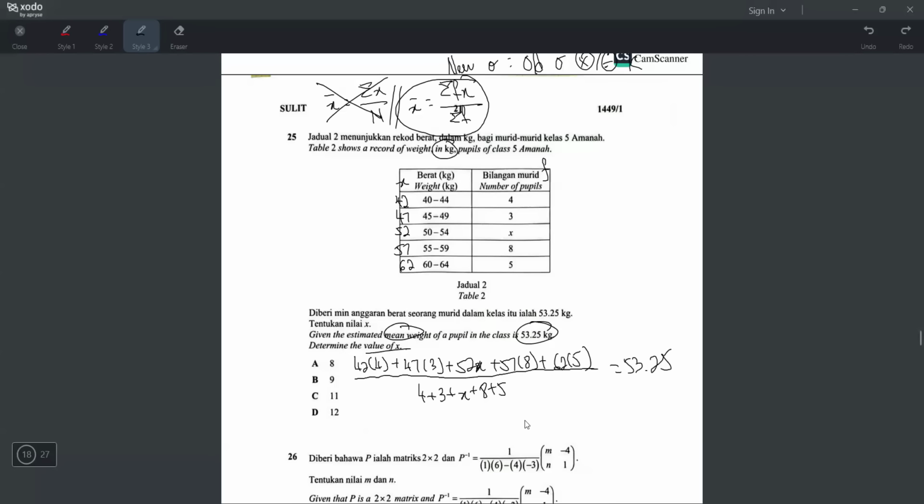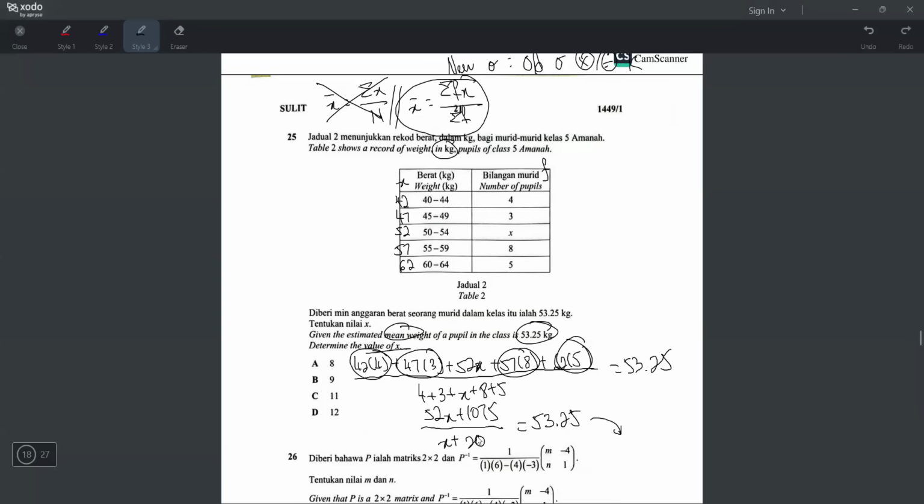Okay, how to find x now? Okay, nombor hanya boleh tambah dengan nombor sahaja. So yang x tu biarkan. 4 plus 3, 7 plus 8, 15 plus 5, 20. And then yang 52x tu tak boleh tambah. So yang tu tulis dulu, tekan ni, tambah ni, tambah ni, tambah ni. Alright. Okay, my calculator give me 1075. And then equals to 53.25. Alright, how do you continue from here?